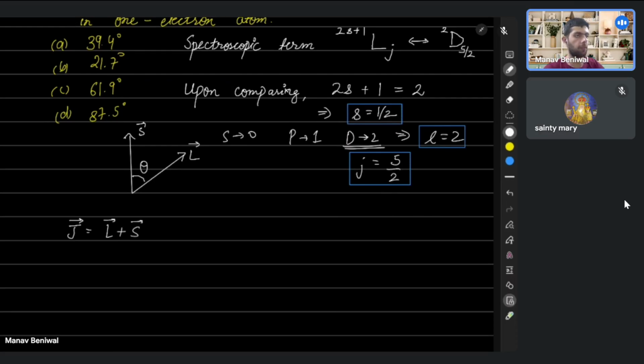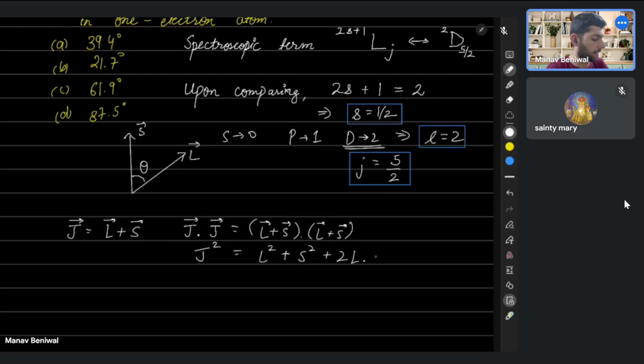To solve this, first we note that we can write J as L plus S. Now if we square both sides, we can write J dot J as L plus S dot L plus S. This gives us J squared, and this gives us L squared plus S squared plus 2 L dot S.